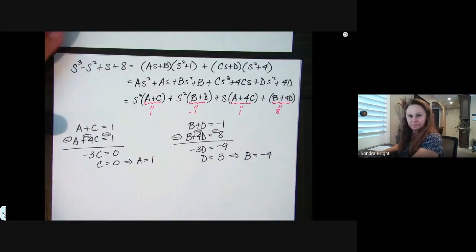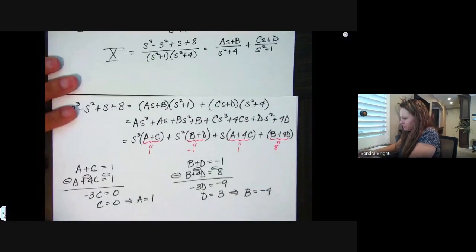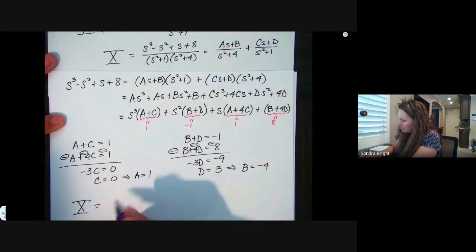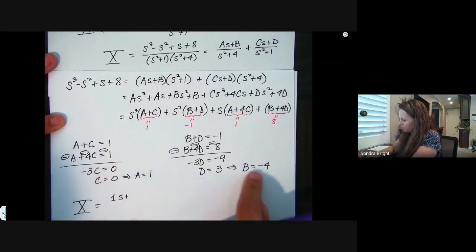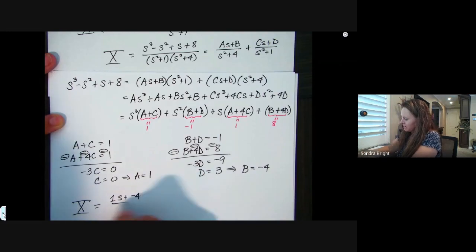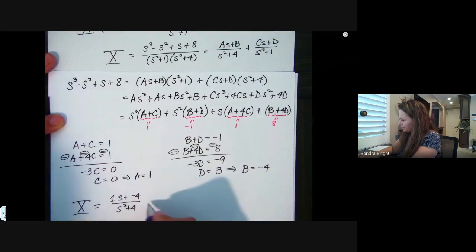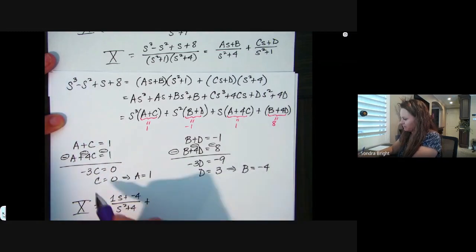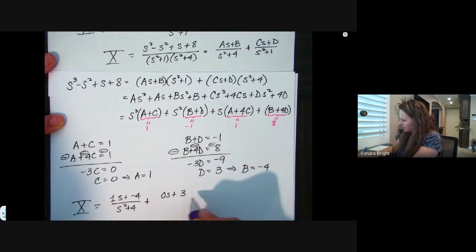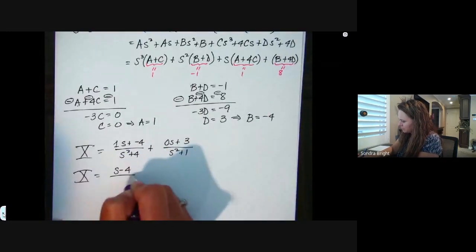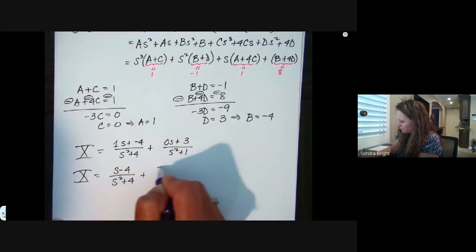Okay, so plugging in. Scoot this up a little bit. Capital X is equal to as plus b. Well, a was 1, so 1s plus b was -4 over s squared plus 4, and then plus cs, so 0s, plus d, which is 3, over s squared plus 1. Let's clean that up a little bit. That is s minus 4 over s squared plus 4 plus 3 over s squared plus 1.